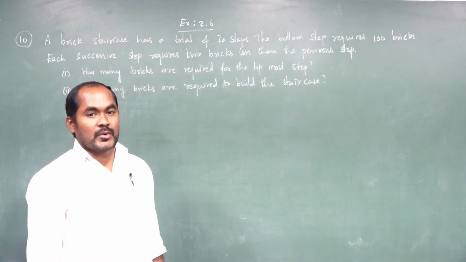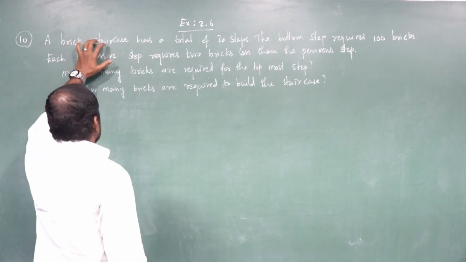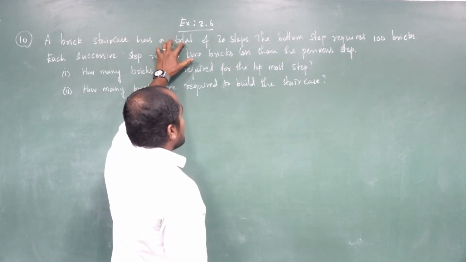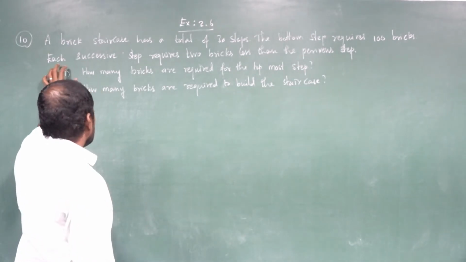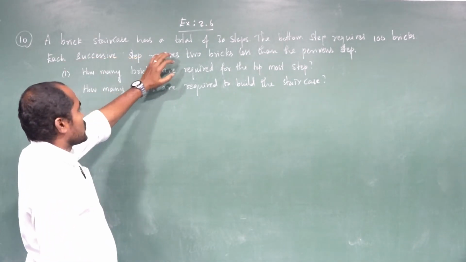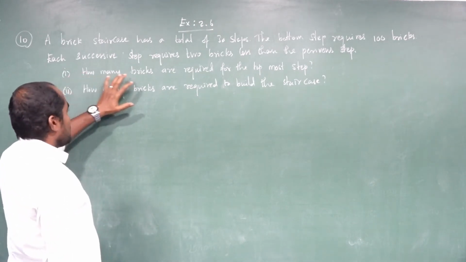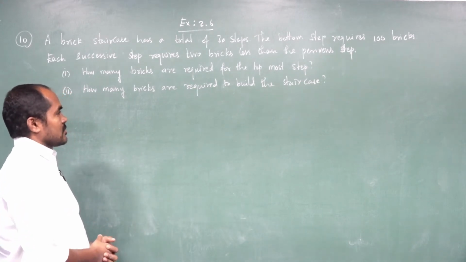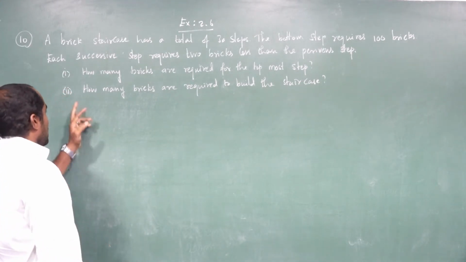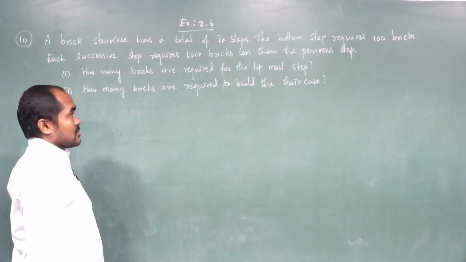Next, exercise 2.6, 10th sum. A brick staircase has a total of 30 steps. The bottom step requires 100 bricks. Each successive step requires 2 bricks less than the previous step. First question, how many bricks are required for the topmost step? That means the 30th step. Second question, how many bricks are required to build the staircase?